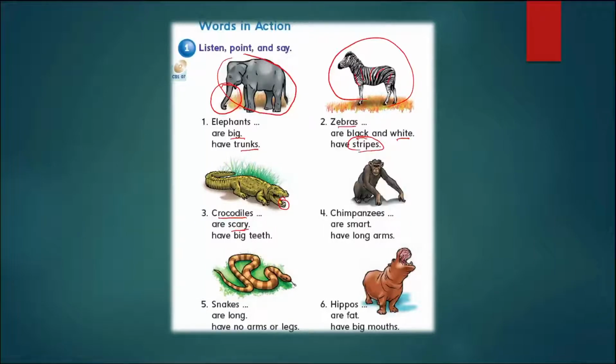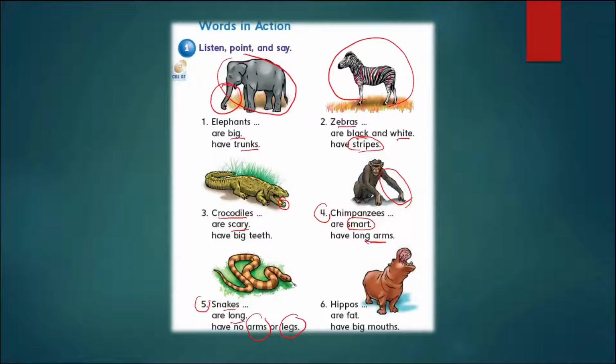They have big teeth. Number four is chimpanzees. Chimpanzees are smart, they are intelligent, and they have long arms. Okay, number five is snakes. Snakes are long and they have no arms or legs.